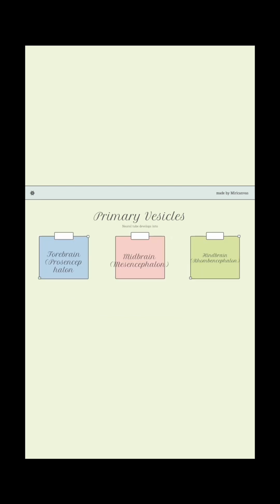We've gotten to my favorite part, primary vessels. The tube forms 3 primary vessels: prosencephalon, the forebrain; mesencephalon, the midbrain; and rhombencephalon, the hindbrain. These regions begin to indicate where the major brain structures will form later.